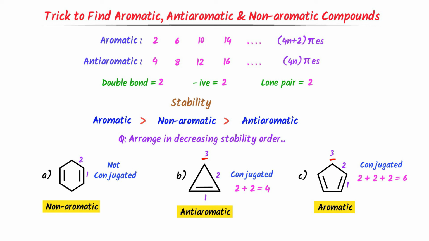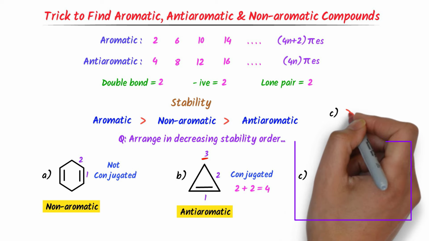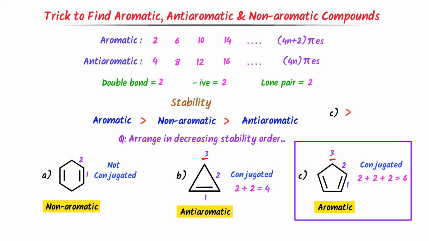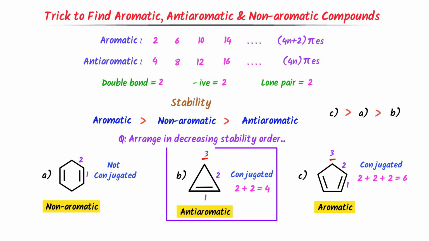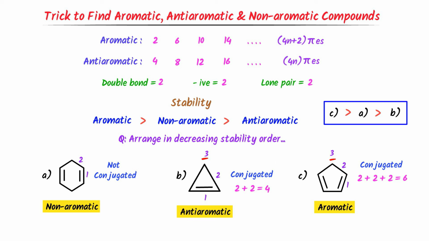According to the rule, we say that C is an aromatic compound, so C is highly stable. A is a non-aromatic compound, it is less stable than C. B is an anti-aromatic compound, so it is least stable. Thus, this is the order of stability of these organic compounds. So this was all about aromatic compounds, anti-aromatic compounds, and non-aromatic compounds.